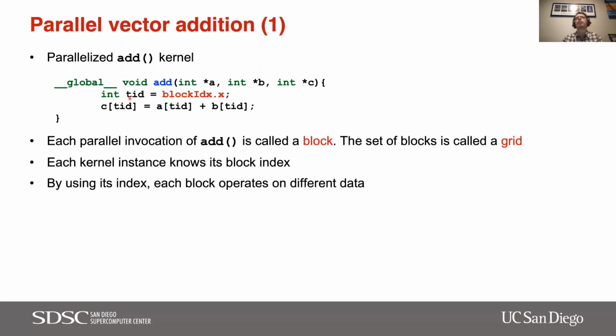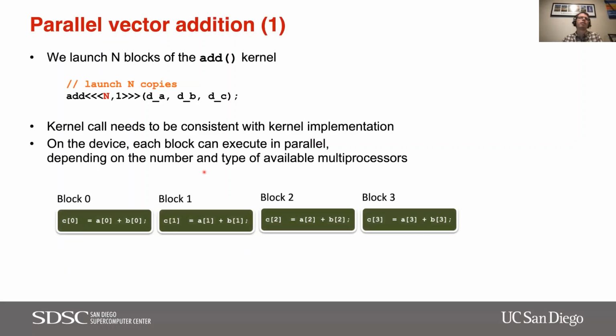And so when this kernel launches, it knows its ID. It knows whether it's ID 0 or 1 and so on. And so we can define a variable where we assign the ID, and then we just let the thread with this ID operate on the corresponding element in the arrays A, B, and C. Okay. So by using its index, each block operates on different data. And so we basically launch n copies, right? So this is literally how it looks. Block 0 operates on element 0, block 1 operates on element 1 at the same time, and so on.